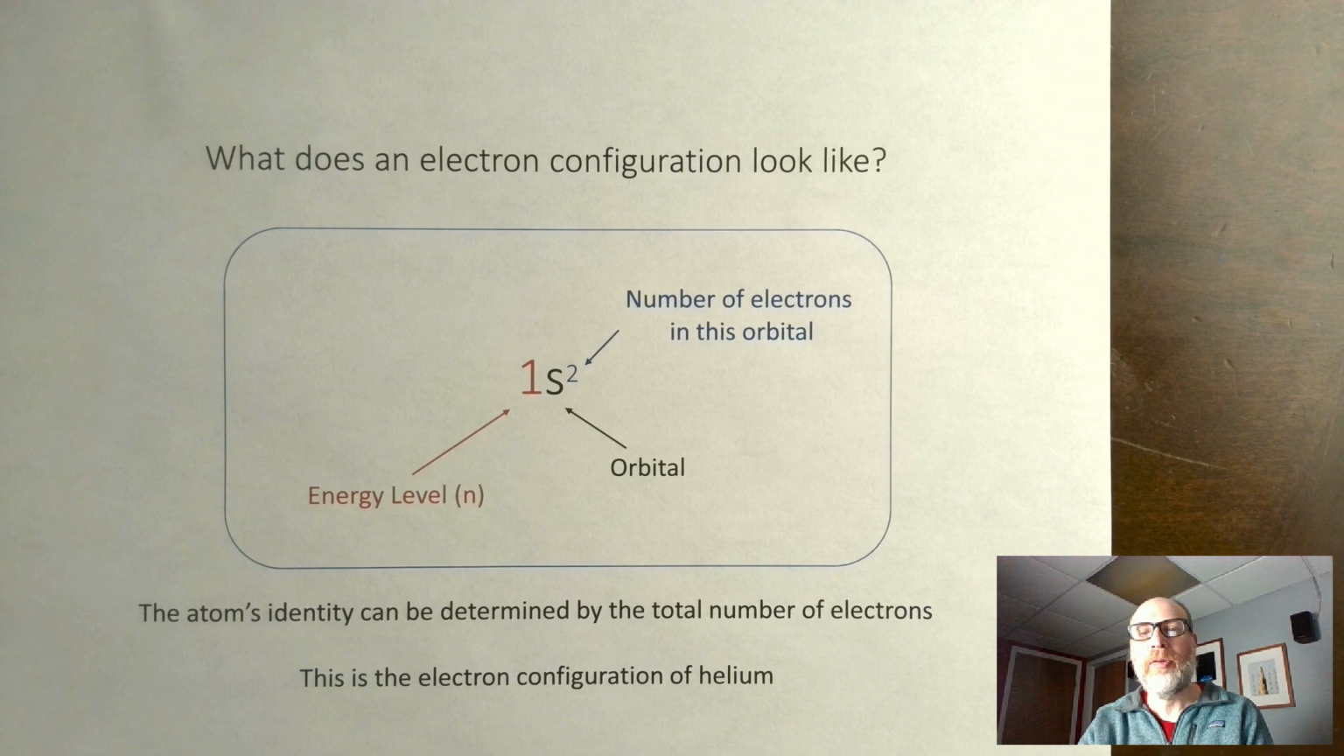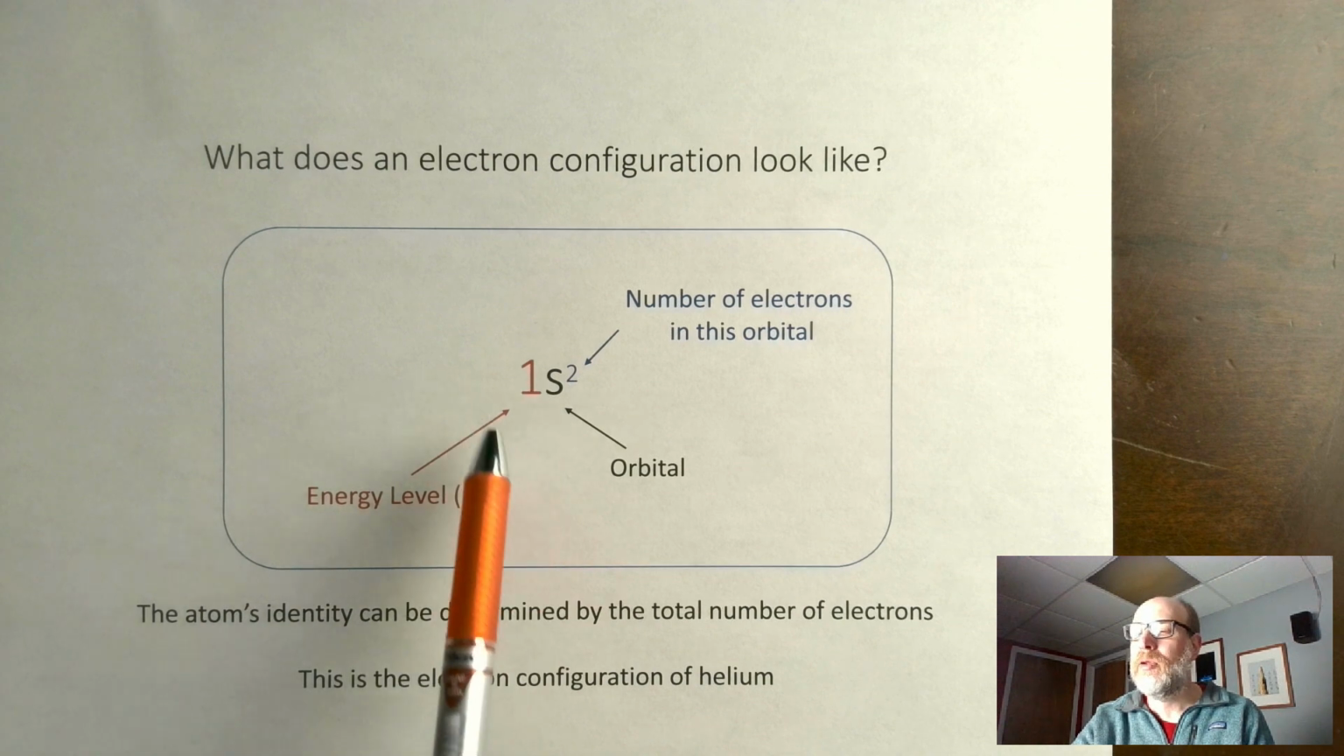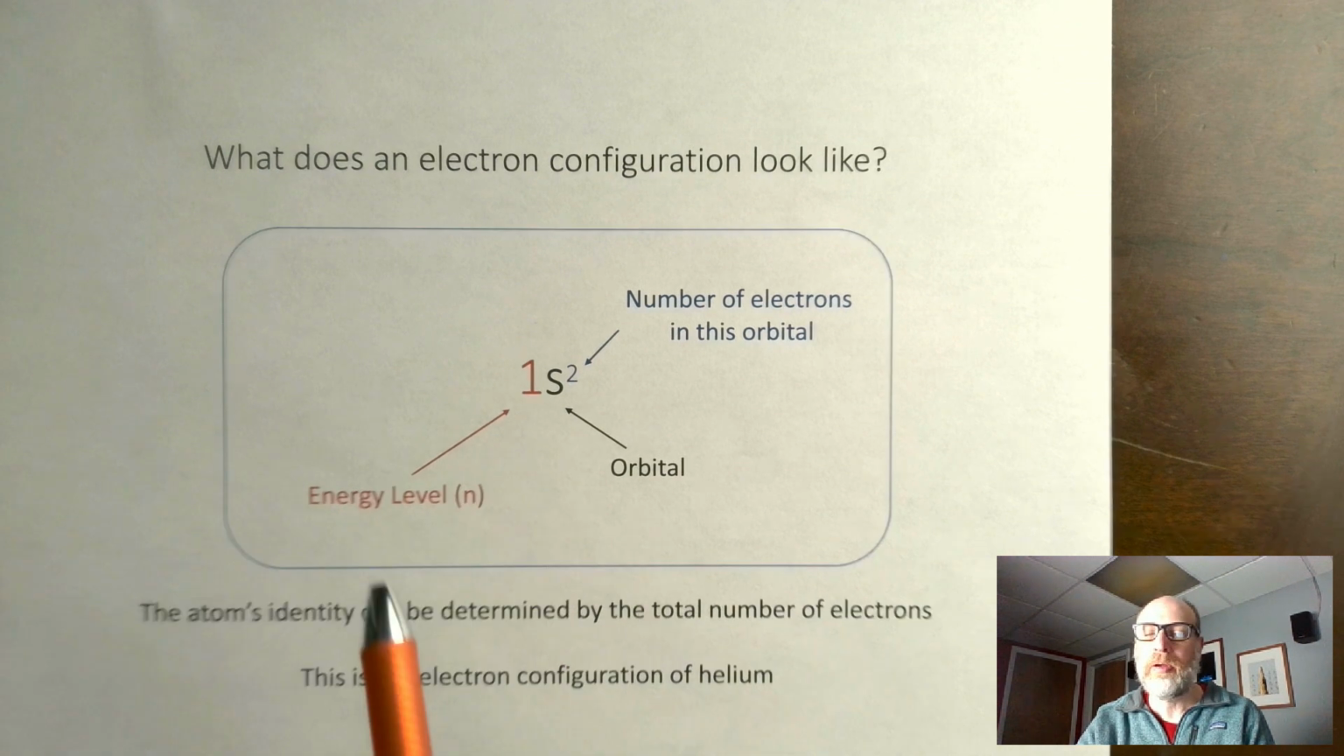Remember, the 1s orbital is the most stable s orbital. It's the one that's closest to the nucleus. And there are 2 electrons in helium, and both of those electrons are located there. So we give a lot of different information in this electron configuration.